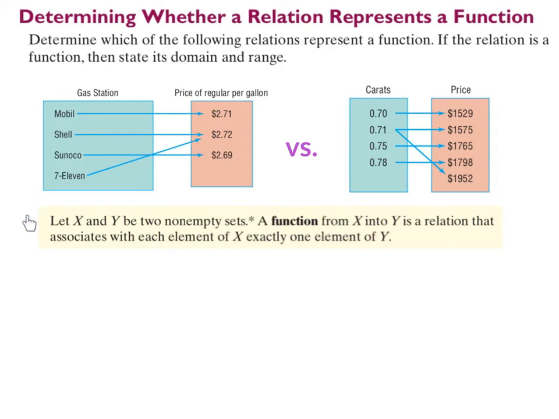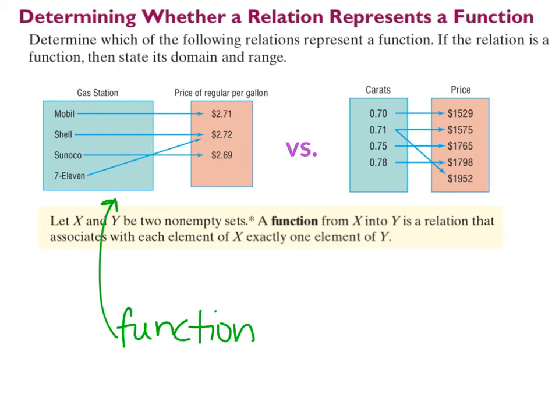And here's our handy dandy definition. And that tells us that each element of x, so each blue thing here, maps to exactly one element of y if it's to be a function. So each of these things has one arrow coming off of it. Sure, Shell and 7-Eleven share an output. That's okay in function land. So this one on the left is a function.